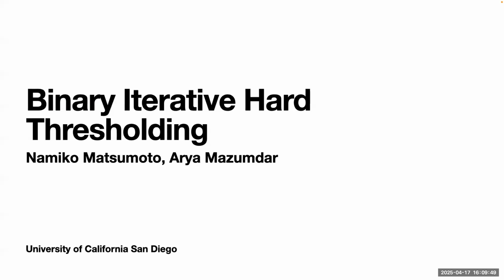So this is going to be work that's mainly done by my student Namiko Matsumoto. It's called binary iterative hard thresholding. This is an algorithm from about 15, 20 years back. Again, there is no super big perspective of this research, except to show that maybe gradient descent works in a very non-convex setting. Okay, so what is this algorithm?